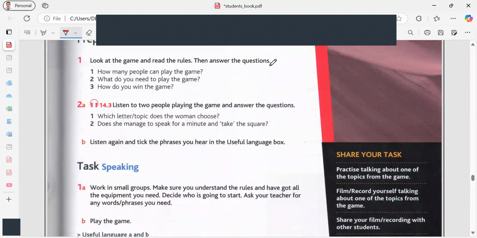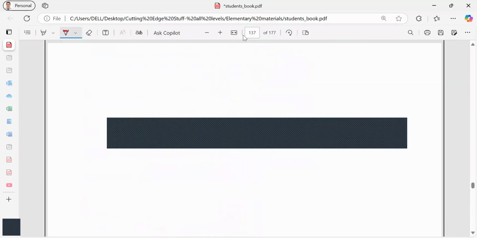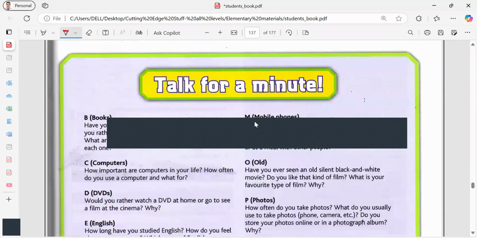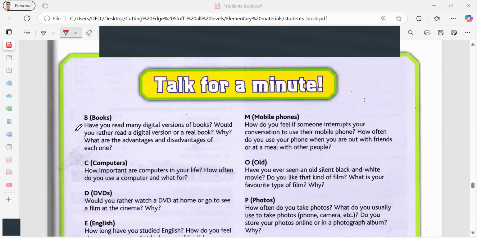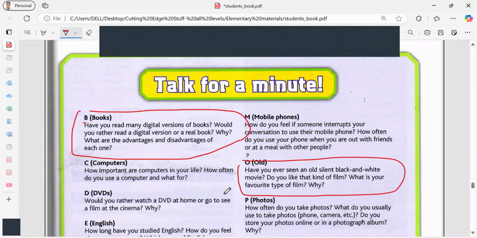137, that's it. Under each letter, you should see different groups of questions. The letter B, for example, B stands for box. In a minute, you need to answer these questions. If you choose O, for example, O for old, you need to answer these questions, and so on.